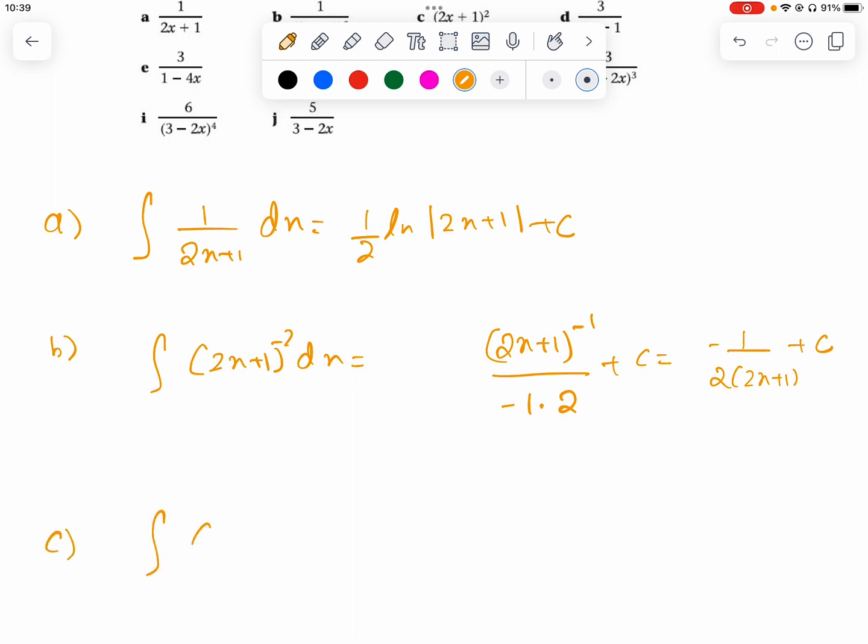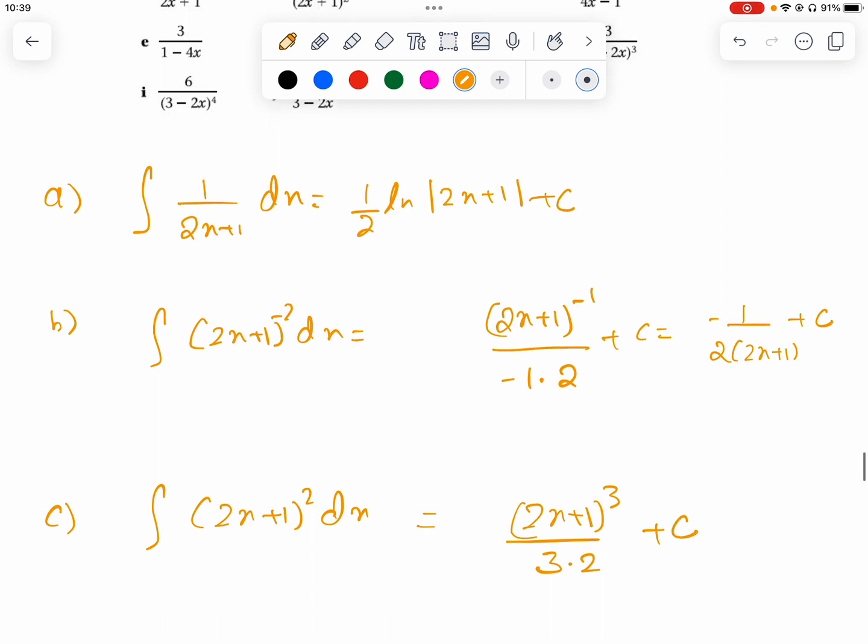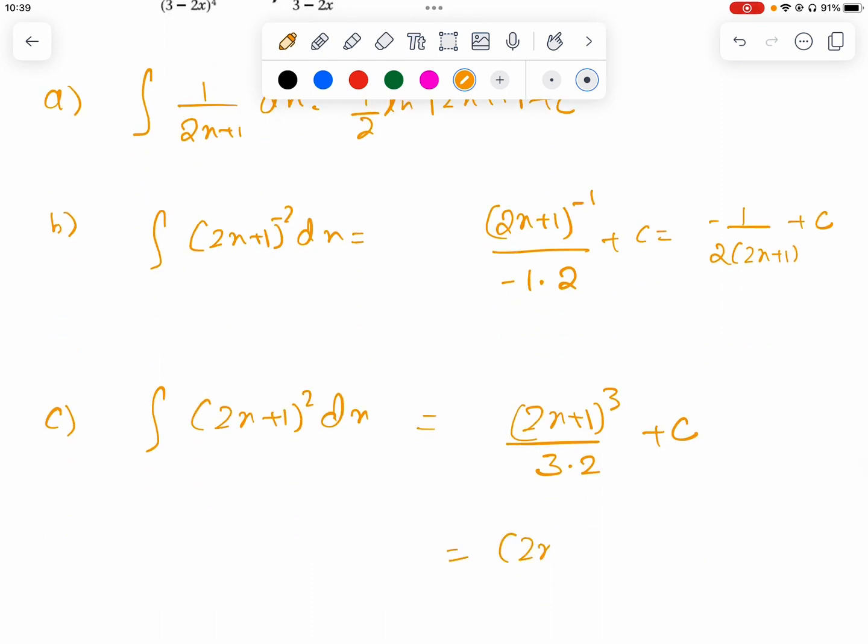Part C, integral of 2x plus 1 whole square. So it becomes 2x plus 1 whole cube upon 3 and divide by the derivative of the basic function plus c. So it becomes 2x plus 1 whole cube by 6 plus c.